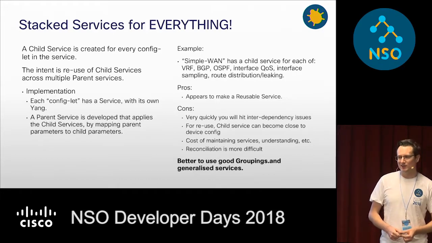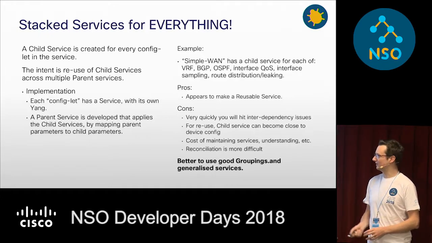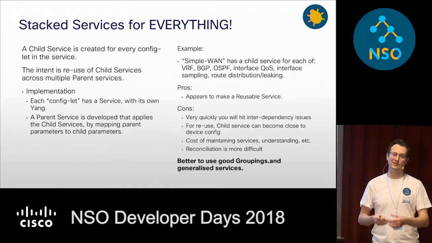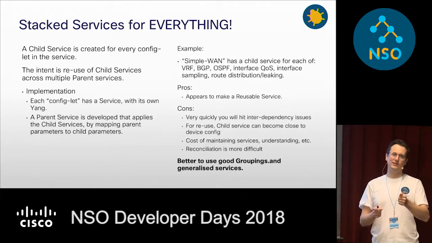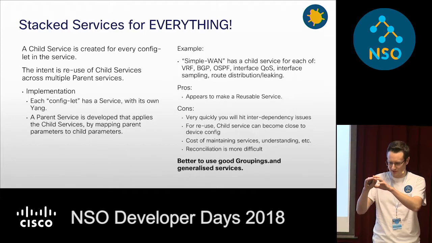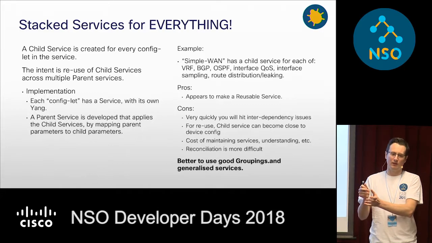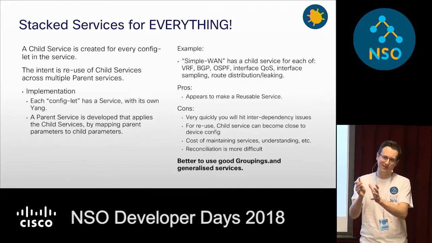That's nice in theory. Then you actually start implementing this, and you start finding that actually, there's a lot of interdependency in the configurations in the devices. So let's say I'm configuring some route policies, and I've got a little service for route policy, and I want to check for some prefix sets. I can't check that the prefix set exists on the device config. I need to check that it exists in my prefix set child service.